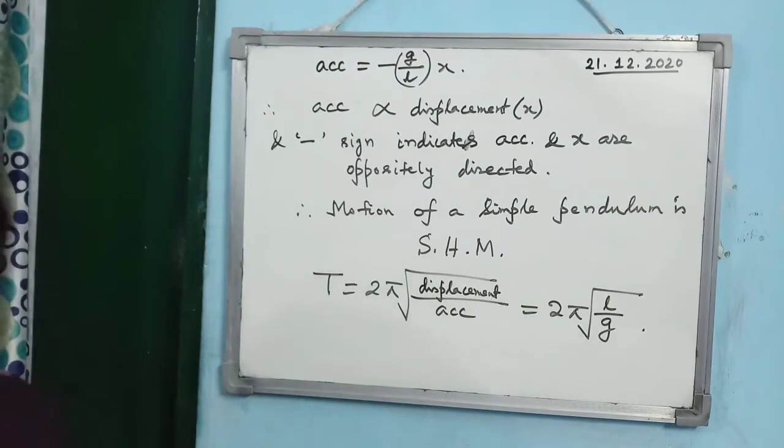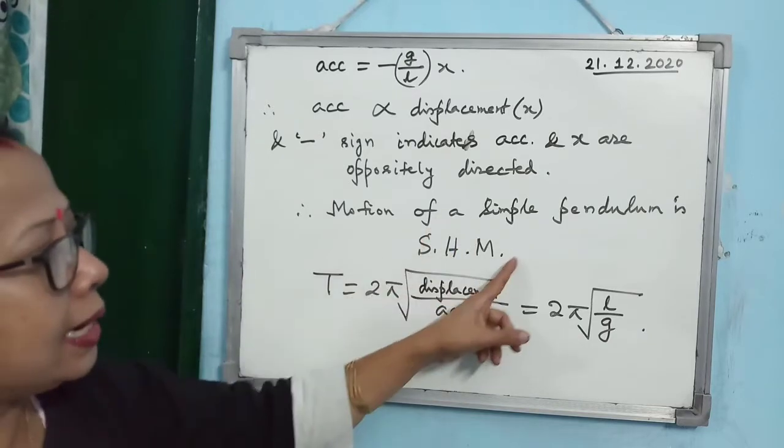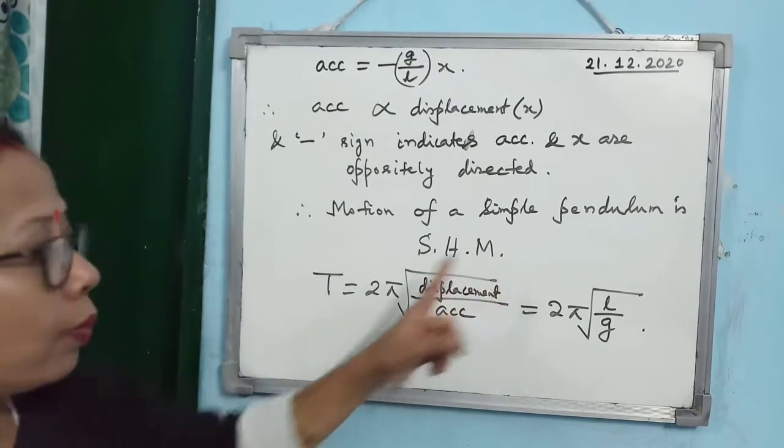Then next is what will be the time period of a simple pendulum. We know that when a particle executes simple harmonic motion, what is the time period?